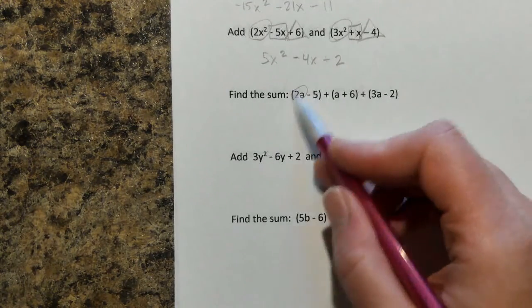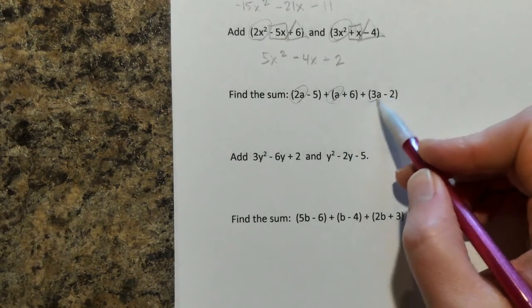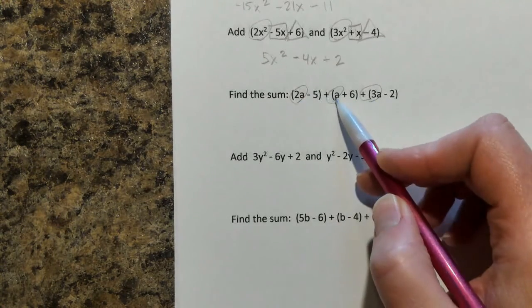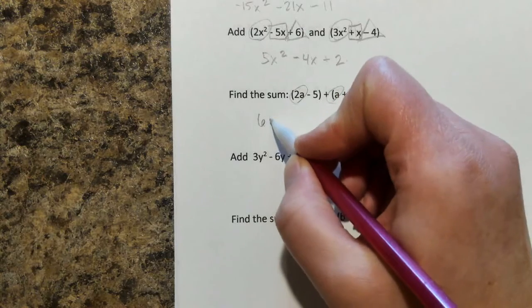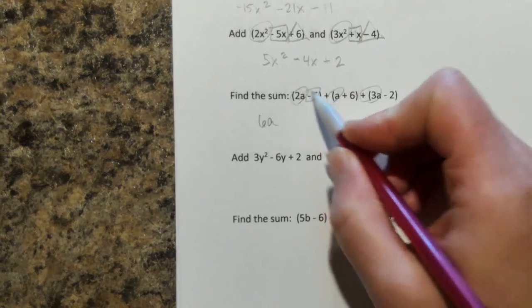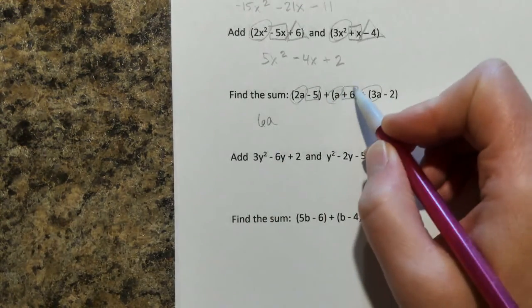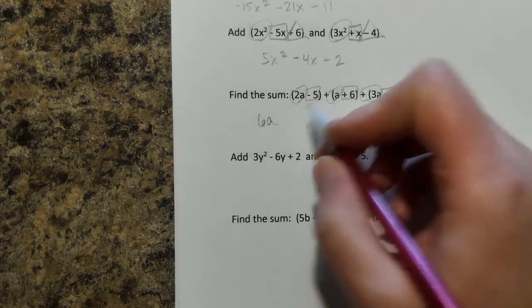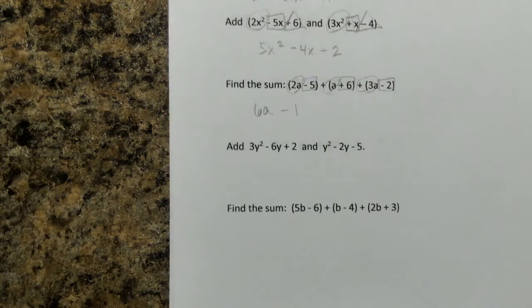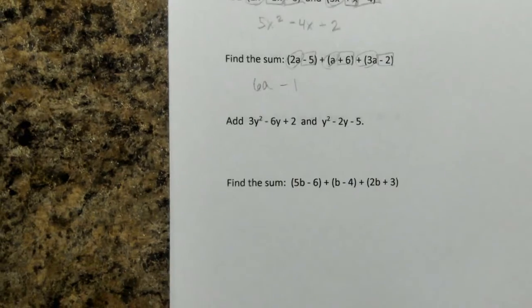Next we have 2a, an a, and a 3a. So 2a plus 1a is 3a plus 3a is 6a. Then we have a negative 5 plus 6 is 1, plus a negative 2 is negative 1. And again, I encourage you to pause the video and try these.